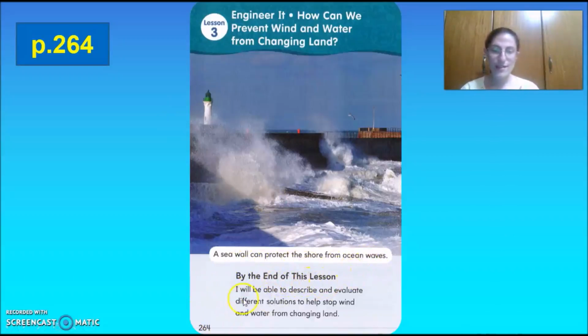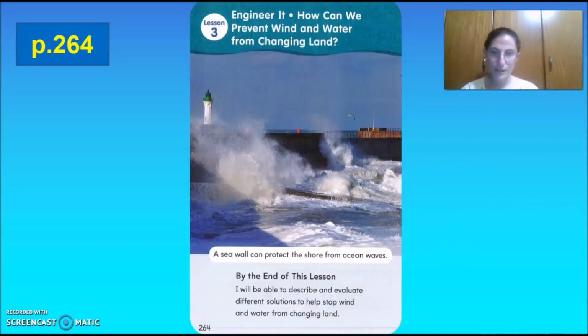By the end of this lesson, I will be able to describe and evaluate different solutions to help stop wind and water from changing land. So listen up carefully. By the end of this lesson, you are going to be able to list the different ways that we could use to stop the wind and the water from changing the land, and evaluate. Evaluate means to compare the different solutions to check which one is the best to stop wind and water from changing the land. Clear? So far so good?